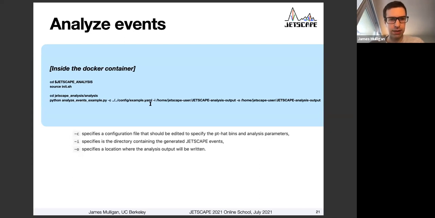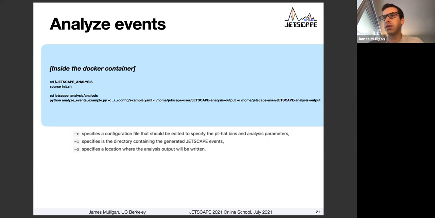We pass it this config example.yaml config file. We pass it an input directory: where can it find those JETSCAPE events that we just generated? And then you pass it an output directory, which is where you want to write the new output, where to write our histograms. So you can just copy paste that line exactly. And then you should see the script running and doing some things. Make sure, again, you run this source init.sh above, or else you will encounter an error message. So let me just hang there for a moment as you get your copy pasting and terminals all in order.